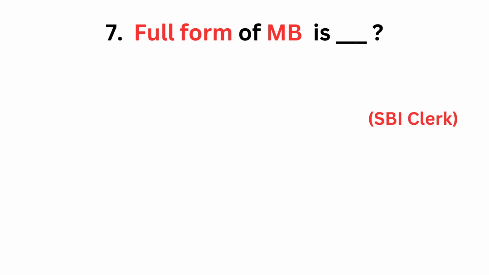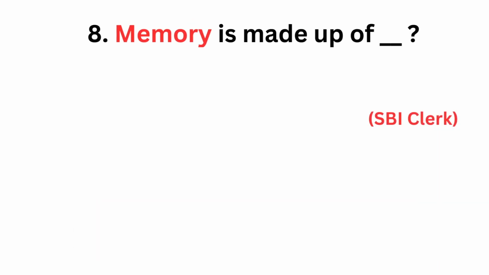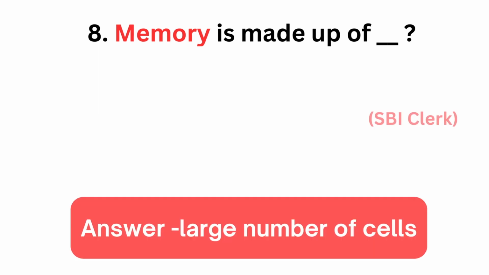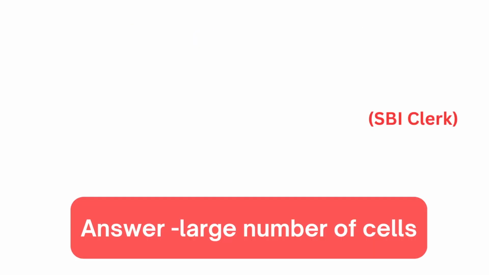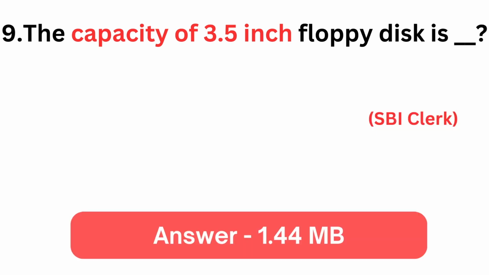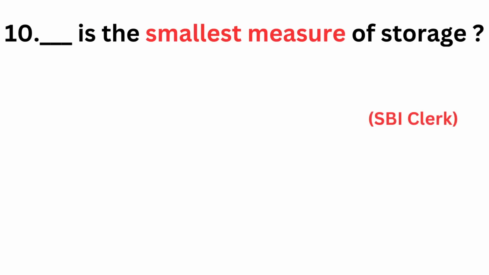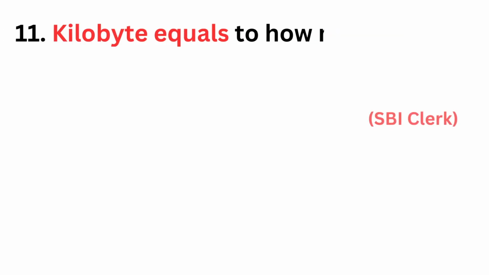Full form of MB is what? Megabytes. Memory is made up of what? Large number of cells. The capacity of 3.5-inch floppy disk is what? 1.44 MB. What is the smallest measure of storage? Byte. Kilobyte equals to how many bytes?